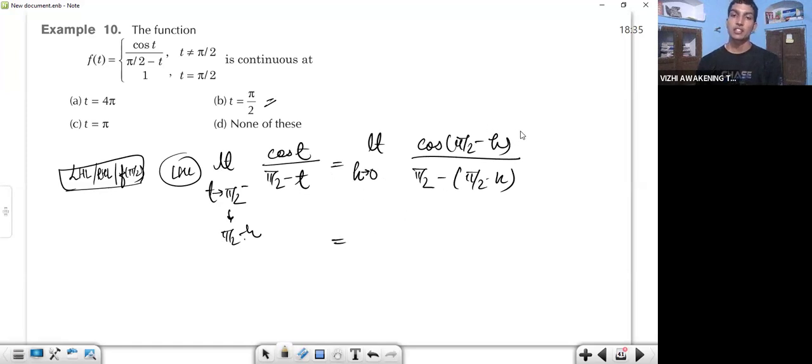So cos of pi by 2 minus h is what? Anyone? Cos of pi by 2 minus x is sin x. We are going to discuss this in trigonometry. So you can write it as sin h. And pi by 2 minus pi by 2 will cancel each other, and this minus will become plus. As we have discussed earlier, this is a formula, sin h by h tends to 1. So the left hand limit is 1.